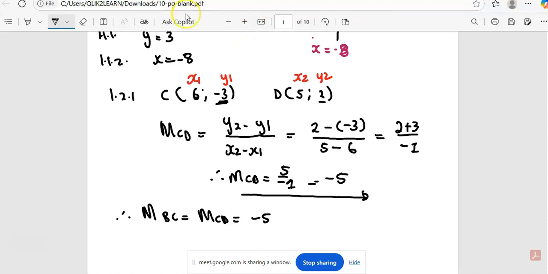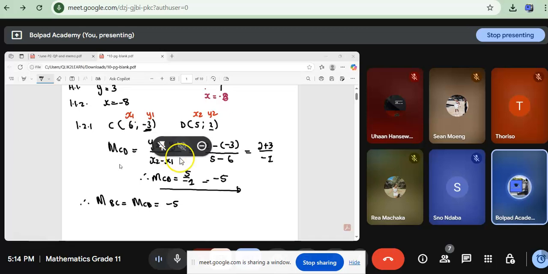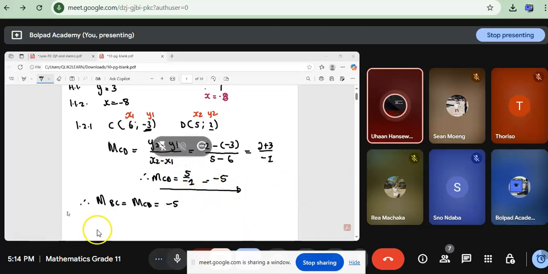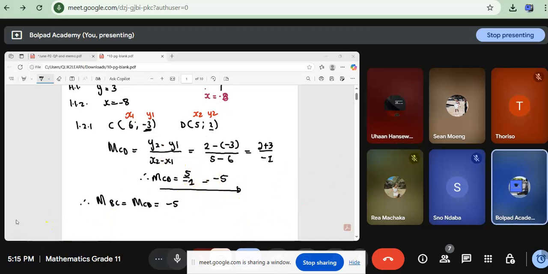Right. Any question on this one? Do you guys have any question on 1.2.1? Are you all happy? Okay, thank you very much.